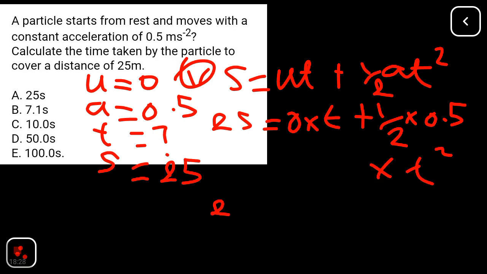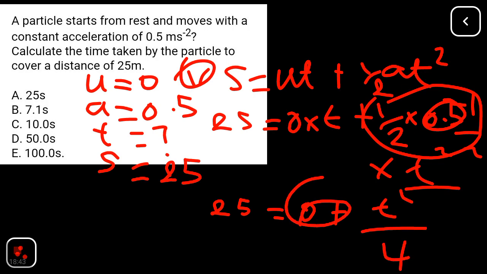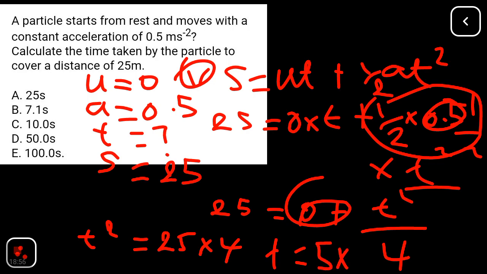So you're left with 25 is equal to 0 plus, this is actually 1 divided by 2, so you're left with 1 divided by 4, and t squared on top, so t squared divided by 4. If you cross multiply, you have t squared is equal to 25 multiplied by 4. If you take the square root of both sides, t will be equal to 5 multiplied by 2, which is equal to 10. So that makes option C the best answer.